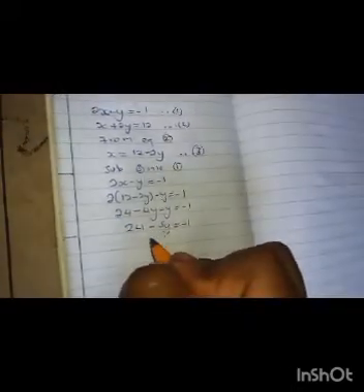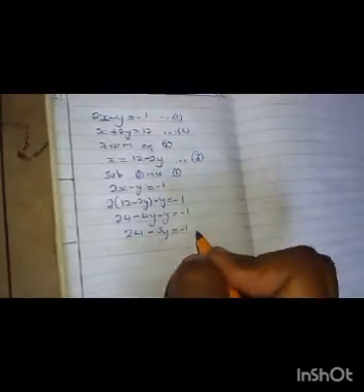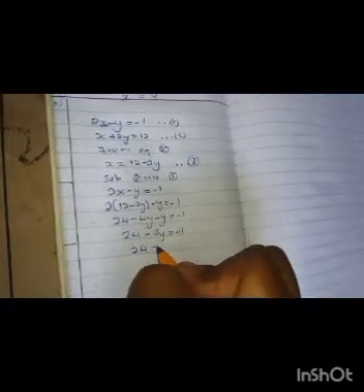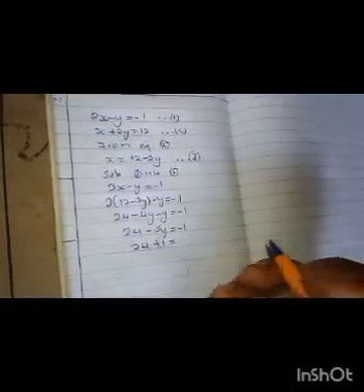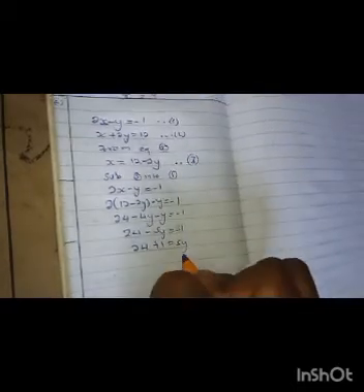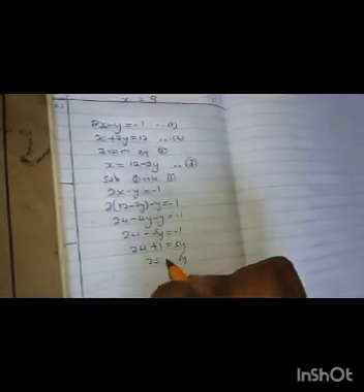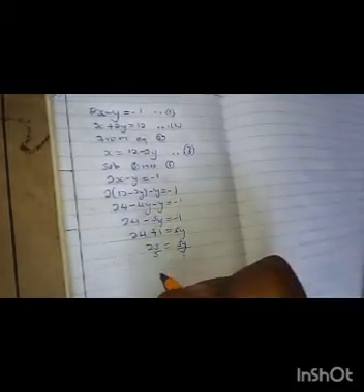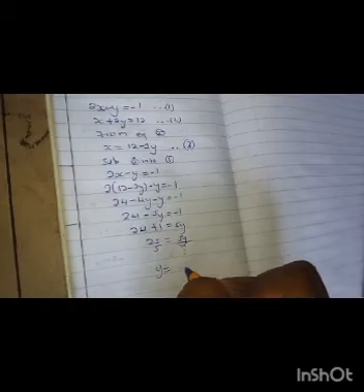We're going to take the 24 to the other side. They both change sides because they are crossing the equal sign. So we're going to have 25 and then divide by 5. Then y is equal to 5.